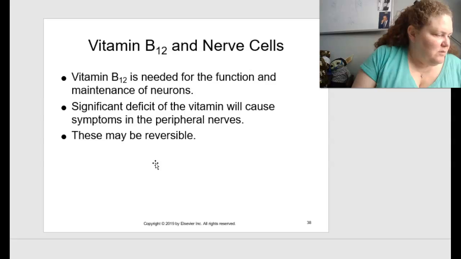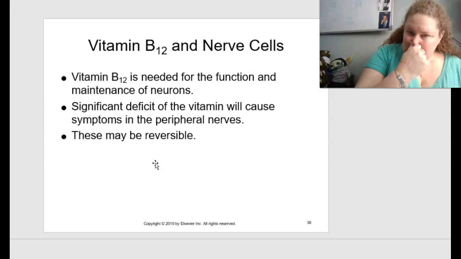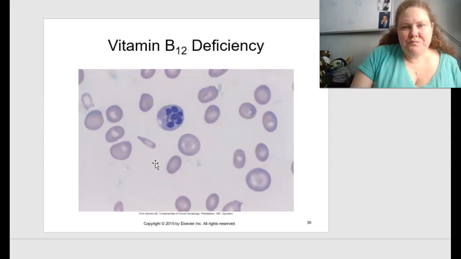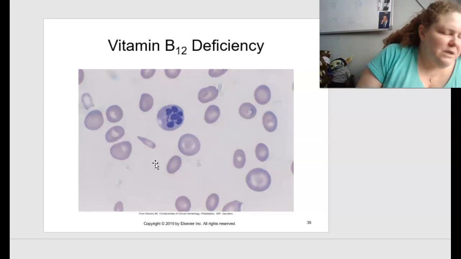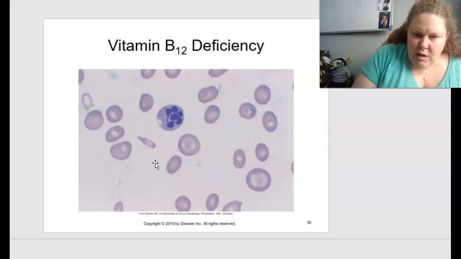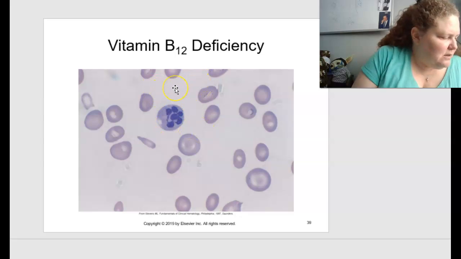So what about vitamin B12 and nerve cells? Well, B12 is needed for the function and maintenance of neurons, and significant deficit of the vitamin will cause symptoms in the peripheral nerves, and these may be reversible. So here's figure 10.15 in your book, and this shows a vitamin B12 deficiency with macrocytes and a neutrophil with the hyperpigmented nucleus in the peripheral blood smear.